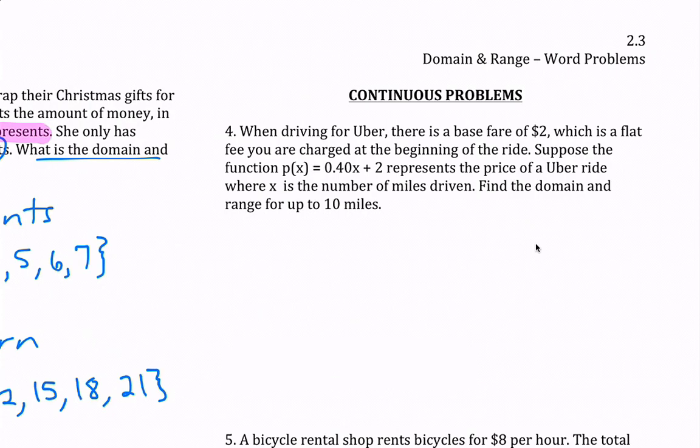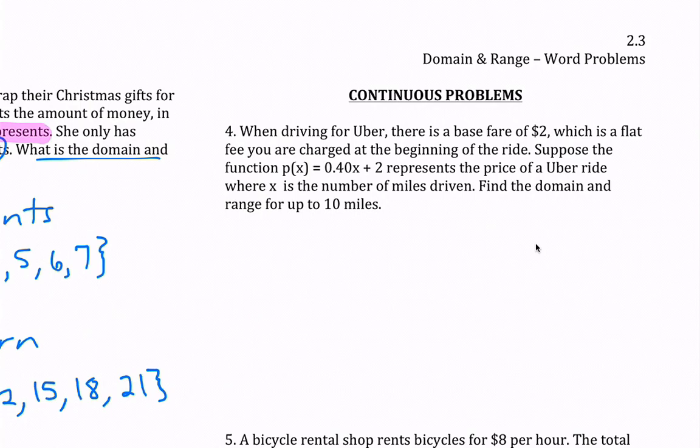When driving for Uber, there is a base fare of $2, which is a flat fee you are charged at the beginning of the ride. Suppose the function p of x equals 0.40x plus 2 represents the price of an Uber ride where x is the number of miles driven. Find the domain and the range for up to 10 miles.